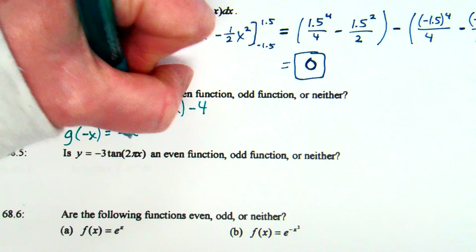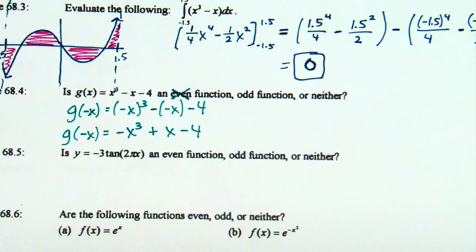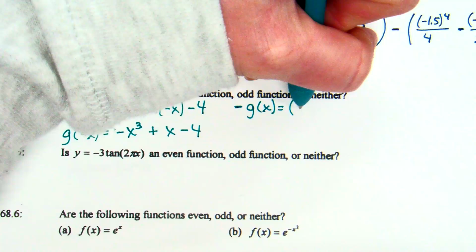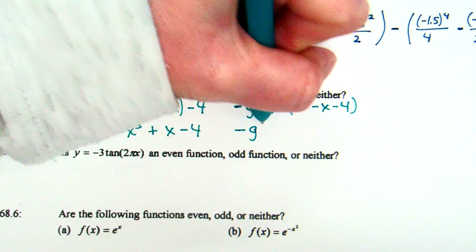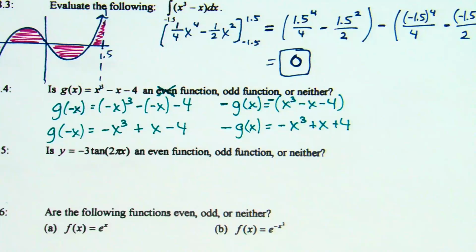Okay. What's this become? Negative x cubed plus x minus 4. So what do we know right now? It's not even. My signs don't match up. So now we're going to find negative g of x. Remember, you are multiplying each term by a negative. So we multiply each term by a negative, it becomes negative x cubed plus x plus 4.